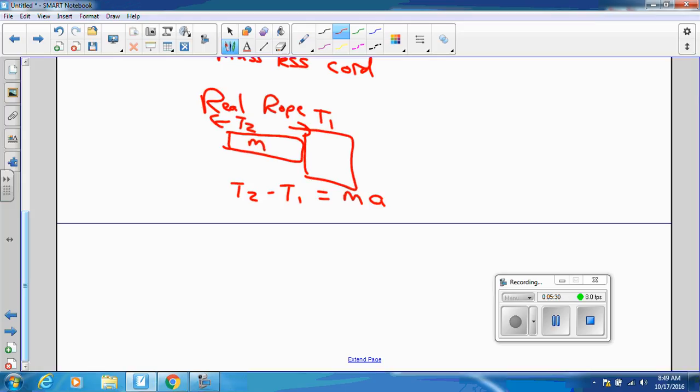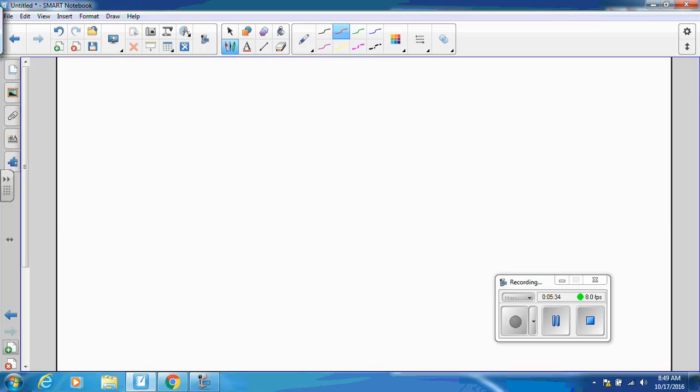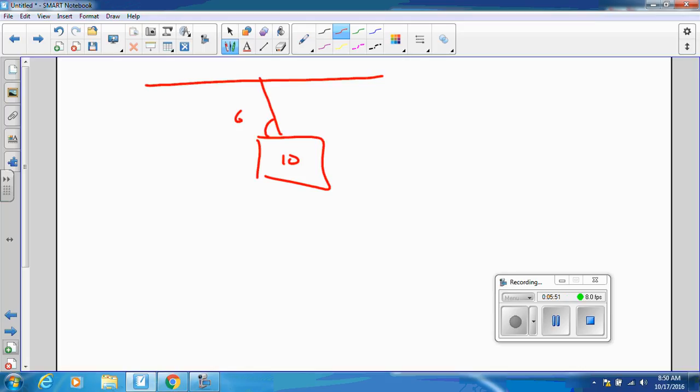Okay, that's the theory. Now, here's how this all works out in practice. Let's take a look at this system right here. We're going to have an object that has a mass of 10 kilograms, and it's going to be suspended from the ceiling by two different cords that have been tied rather inexpertly.